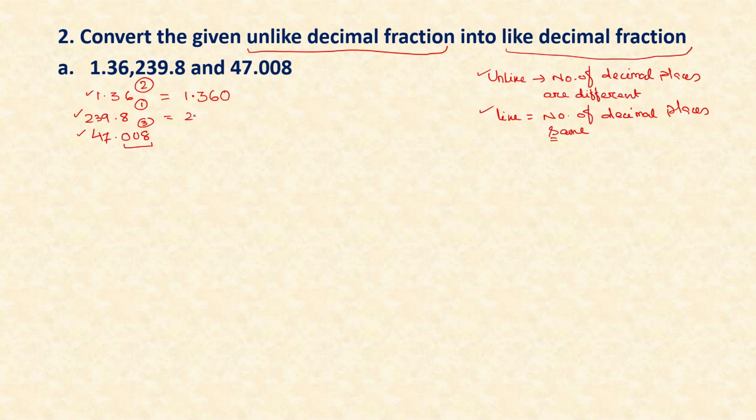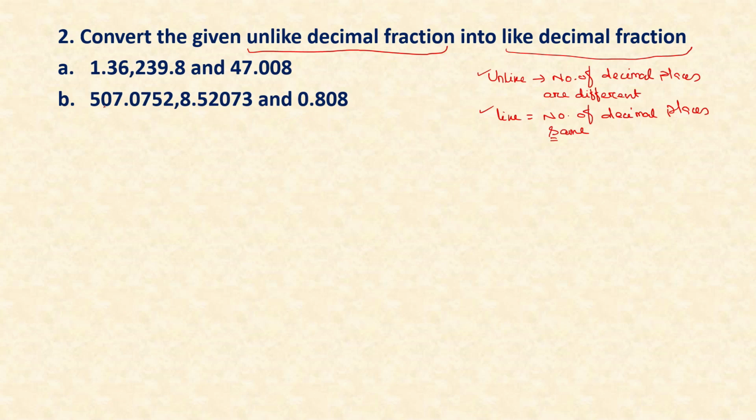Likewise, for this decimal fraction, that is 239.8, now I need to convert these decimal places to 3 decimal places. So I need to put 2 zeros on the right hand side. Likewise, this already has 3 decimal places. We can say that these are all like decimal fractions.